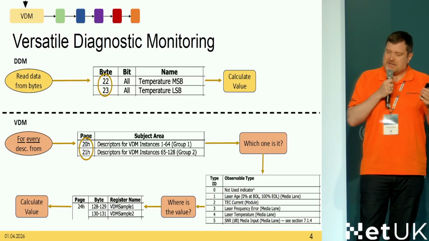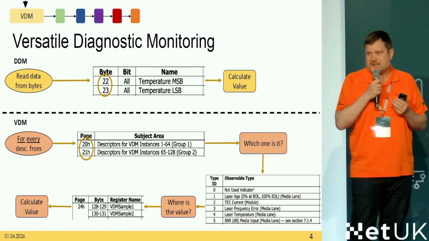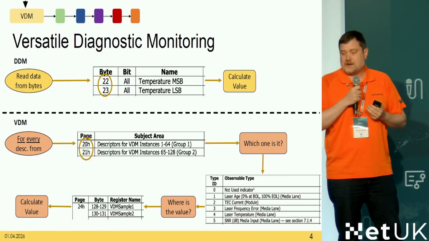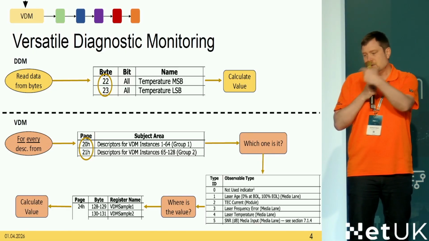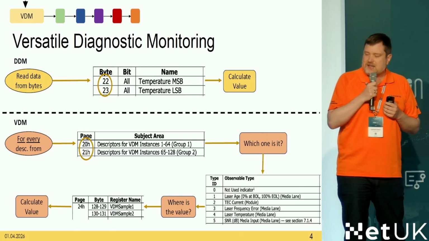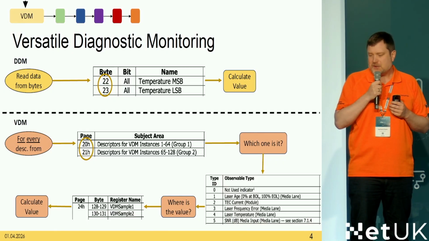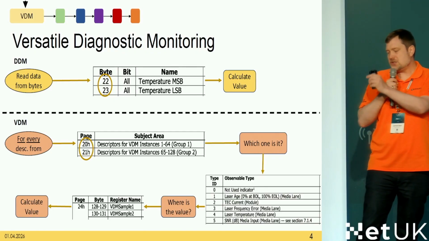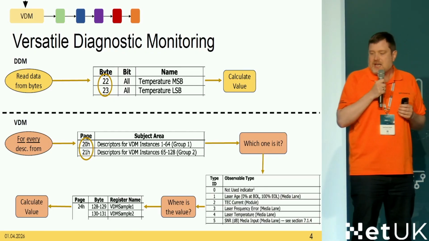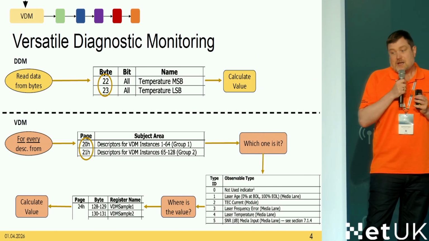But anyway, with VDM, you go to pages 20 and 21, where you have different free registers that are not specifically defined. Then you look into another table, which is the observable type, and there you can get what kind of features the transceiver supports, and with the same offset you jump into page 24 and you get the value and you calculate it. And why am I talking about versatile diagnostic monitoring?